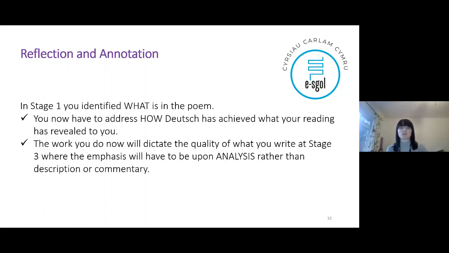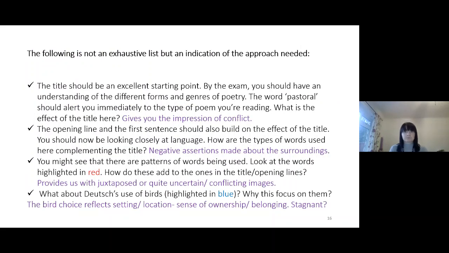So the emphasis here needs to be upon analysis rather than description or just a basic commentary on what's going on. We don't need a plot overview, we need an analysis. You've got to remember the AO2 aspect here, the language analysis, thinking about trying to be perceptive, looking at detail, looking at words and meaning. The following is not an exhaustive list, but the types of things that you could have included or could think about. So the title should be an excellent starting point.